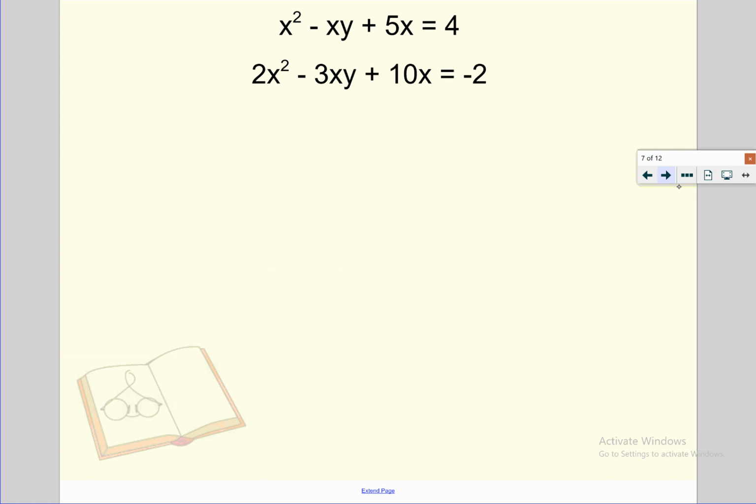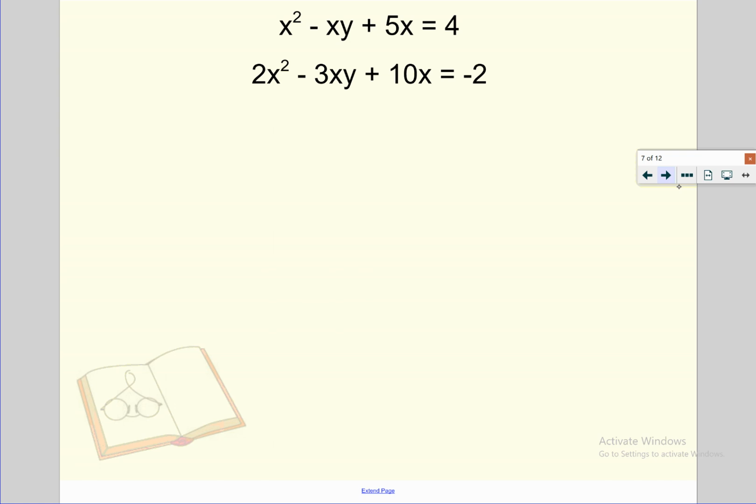Okay. All right, so first one, x squared minus xy plus 5x equals 4. 2x squared minus 3xy plus 10x equals negative 2. Okay, so remember we talked about yesterday, options are substitution or elimination. Substitution would be real nasty here. It'd be very difficult to get any variable alone. So elimination is our option, okay?